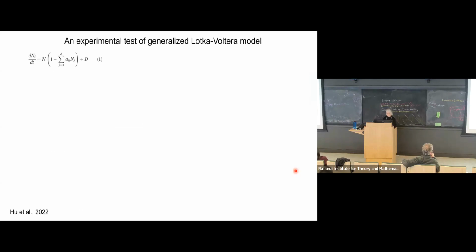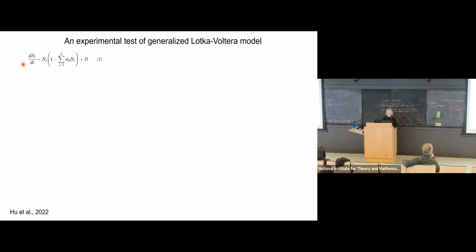And then, so what about experimental tests, right? There are very few of them, so I just want to highlight one example of this test. Going back to Robert May's general GLV, when we remember he claimed that a community will be unstable if there are many, many species, or if the heterogeneity of interactions is high or interaction strength is high. So Hu et al.